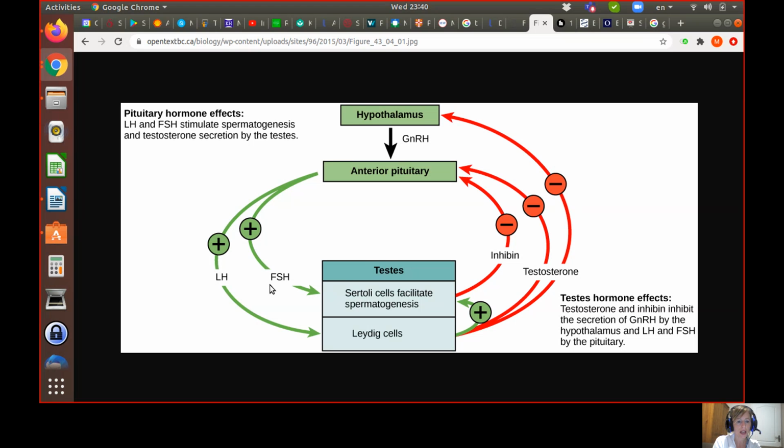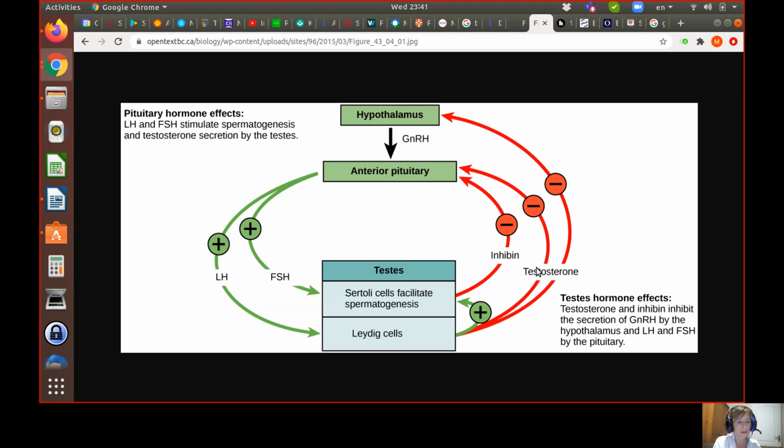So now FSH enters the testes and stimulates the Sertoli cells. These are cells in the testes, and they begin facilitating spermatogenesis using a negative feedback circle as illustrated here. And the LH also enters the testes, and the LH stimulates what? Yeah, the Leydig cells, to make and release testosterone into the testes, but also the blood.